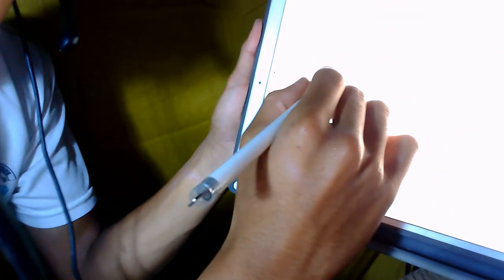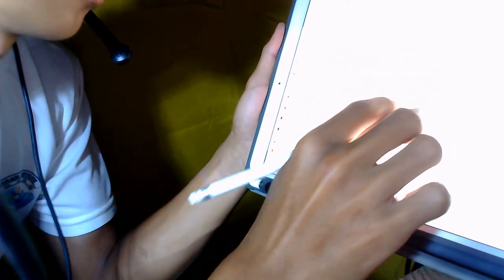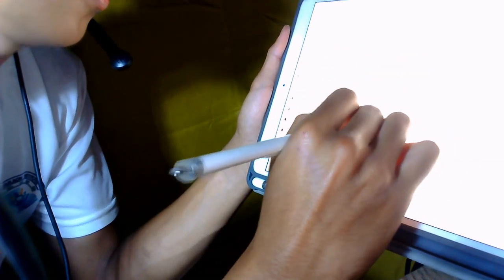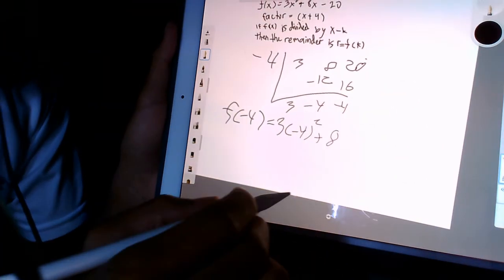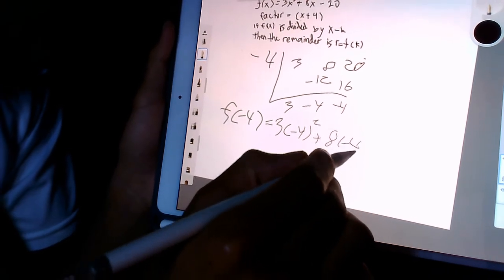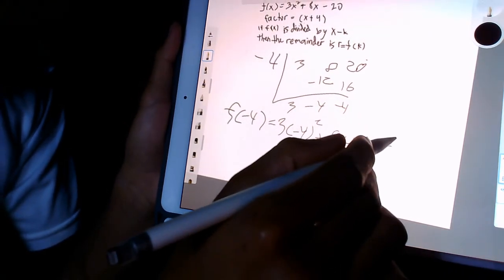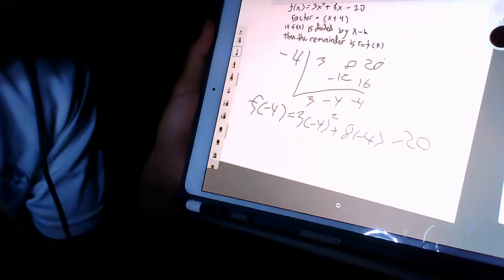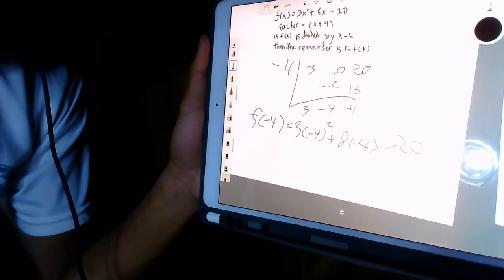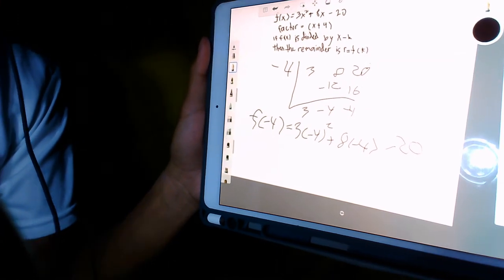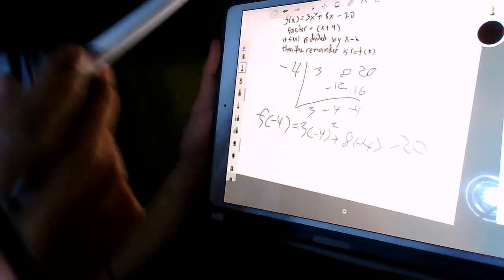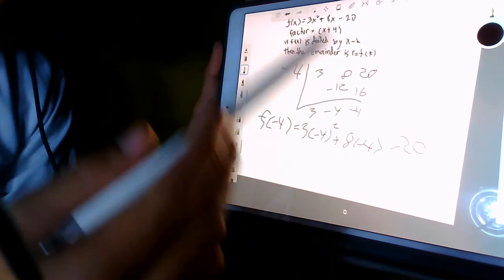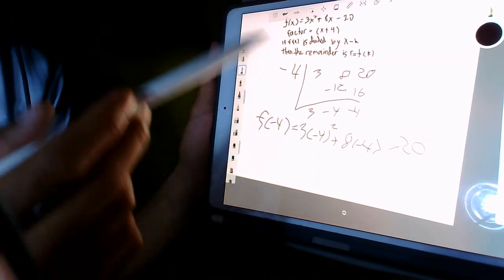That is equal to 3 times negative 4 squared plus 8 times negative 4 minus 20. So the same thing, if you take your factor and divide it, you get the remainder of negative 4. If I evaluate for that same negative 4, I'm still going to get negative 4 in the remainder theorem.